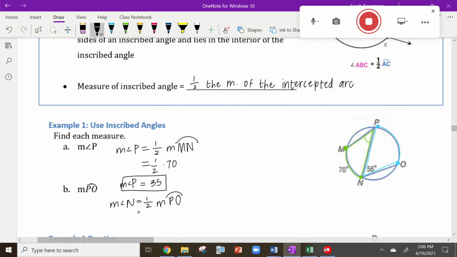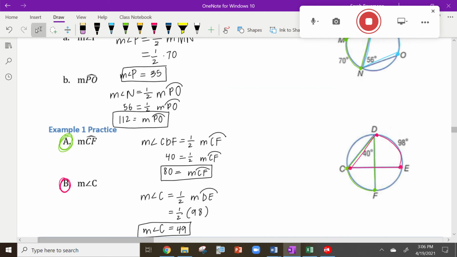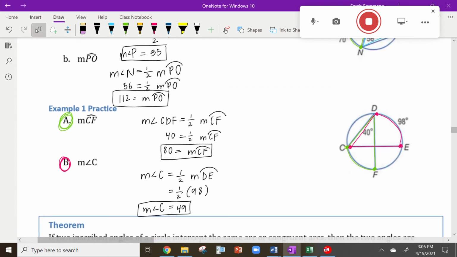I know that the measure of angle N is 56, so I know 56 is half the measure of arc PO. So in order to solve this, I need to take 56 and multiply it by 2 to get 112 for the measure of arc PO. Pause the video and try the practice problems given to you below. Here are the correct answers for this one.